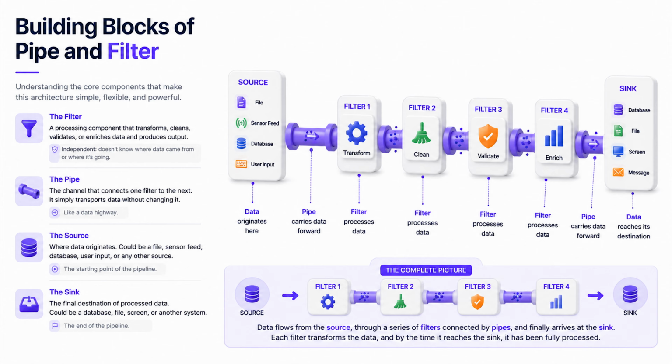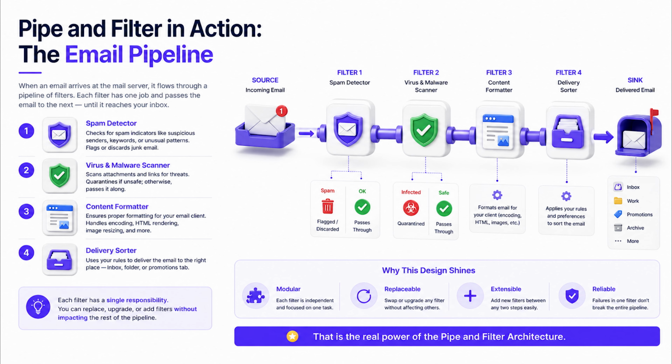The sink. The sink is the final destination. It is where the processed data ends up. That might be a database, a file, a screen, or a message sent to another system. The sink represents the end of the pipeline. So the complete picture looks like this. Data flows from the source through a series of filters connected by pipes and finally arrives at the sink. Each filter transforms the data in some way, and by the time it reaches the sink, it has been fully processed. Let us bring this to life with a real-world example that almost everyone can relate to: your email inbox.